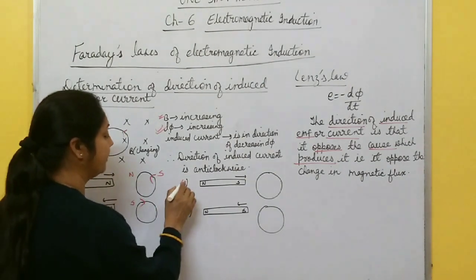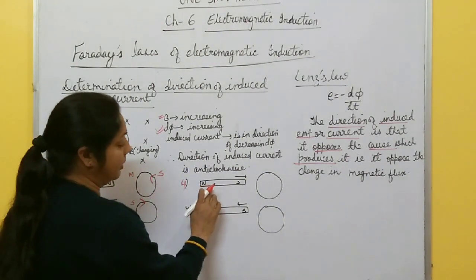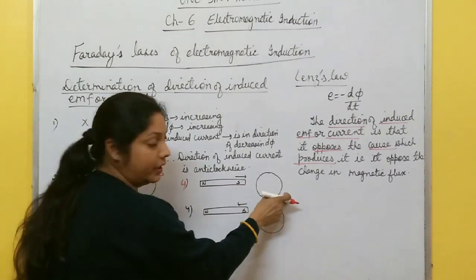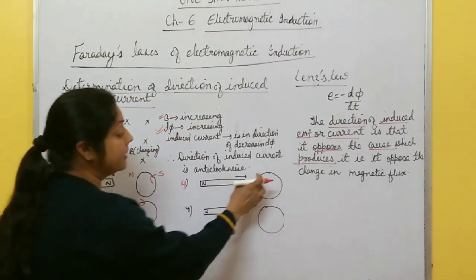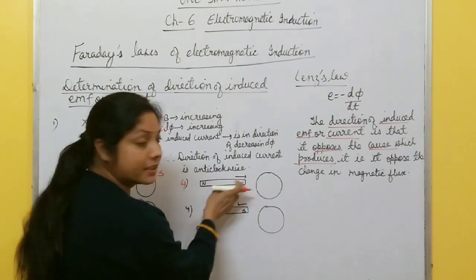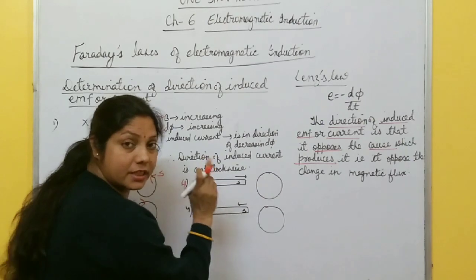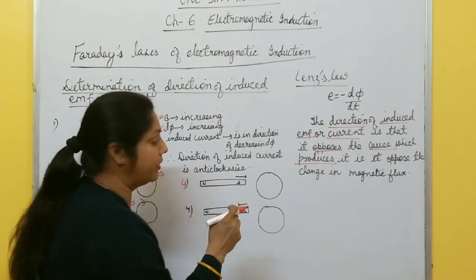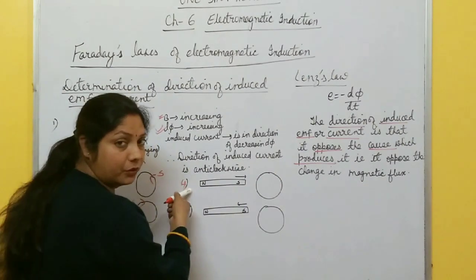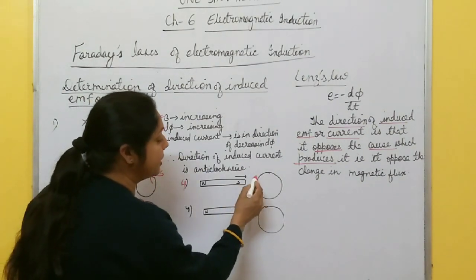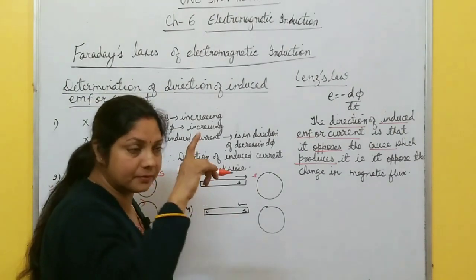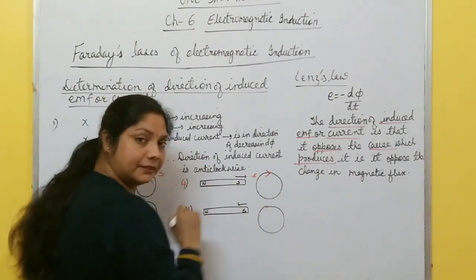Okay, again. Next, number 4. Here the south pole is on this side, and the magnet is moving towards the coil, right? Again, current is induced in the coil. In this case also, flux is increasing. So the direction is such that it tries to decrease the flux, and flux decreases only if the magnet moves away from the coil. It is possible only if this side is south pole, and south pole means clockwise current, right?